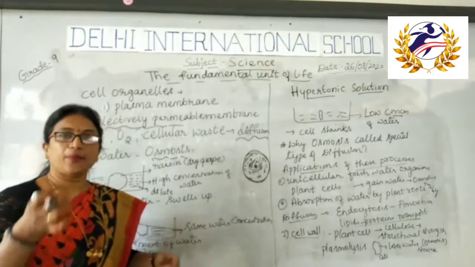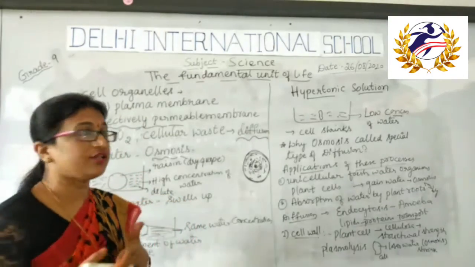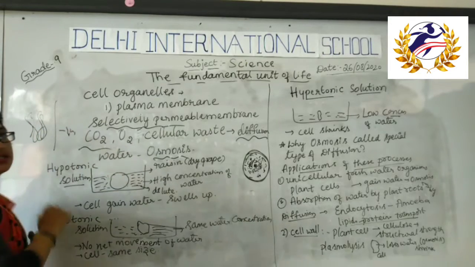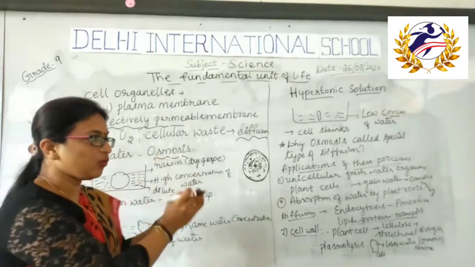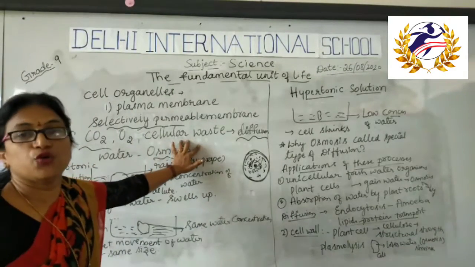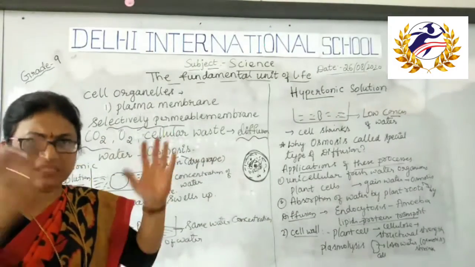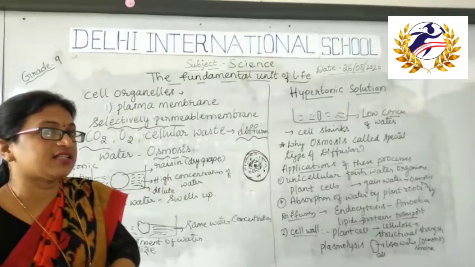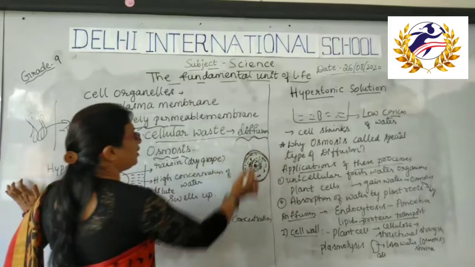Diffusion means the process of transport of molecules from the region of higher concentration to the region of lower concentration. Carbon dioxide gas is plentiful in the atmosphere. So from the region of high concentration to the region of low concentration, such as inside the plant cell, it will enter. That is the process called diffusion.